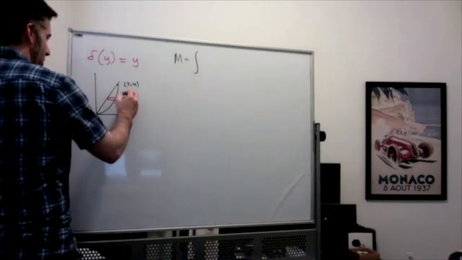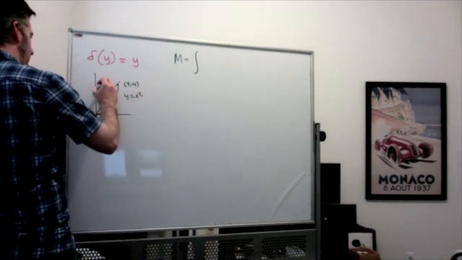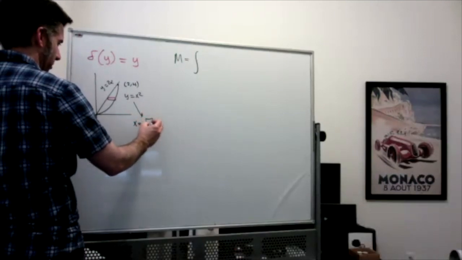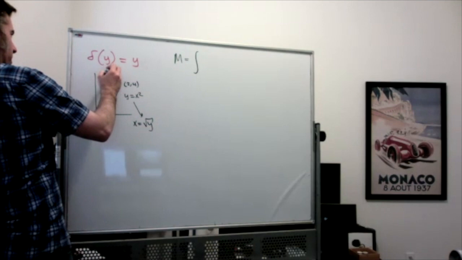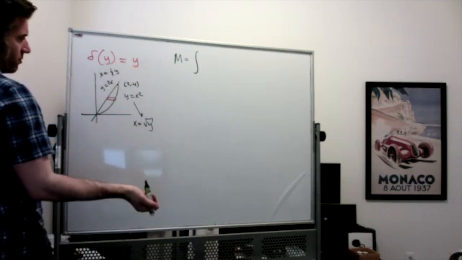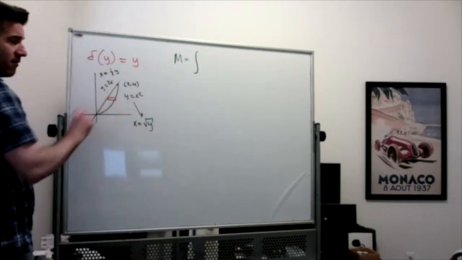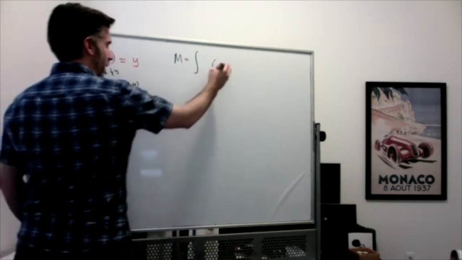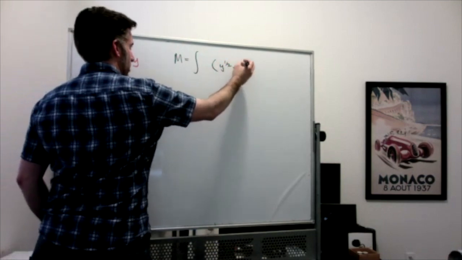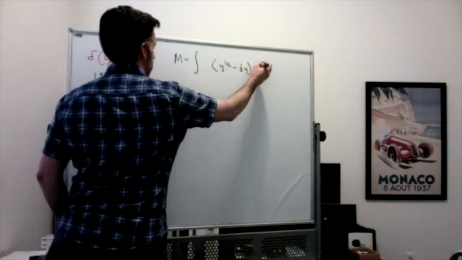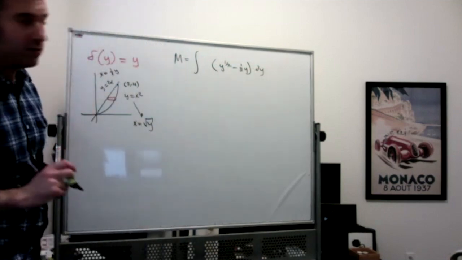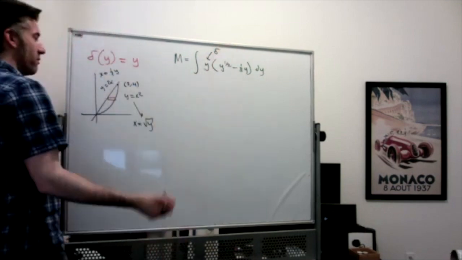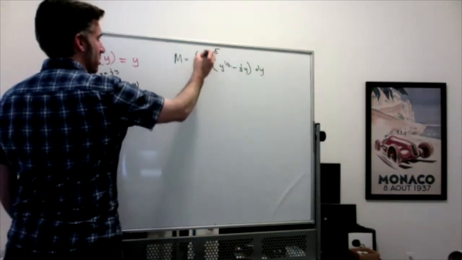This is y equals x squared. This is y equals 2x. Y equals x squared is going to be x equal to the square root of y. And y equals 2x is going to be x equal to 1/2 y. So the area of that rectangle is the right function minus the left function. So that's going to be square root of y minus 1/2 y times dy. That's the area of that rectangle times the density of the rectangle, which is y, from as low as 0 to as high as 4.